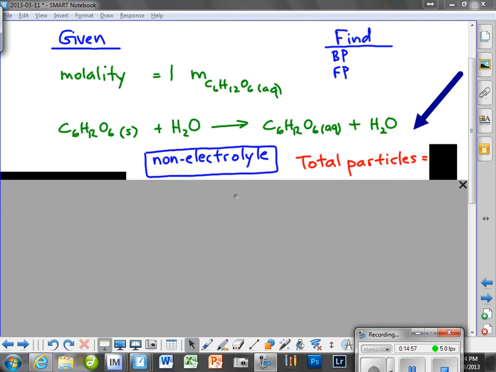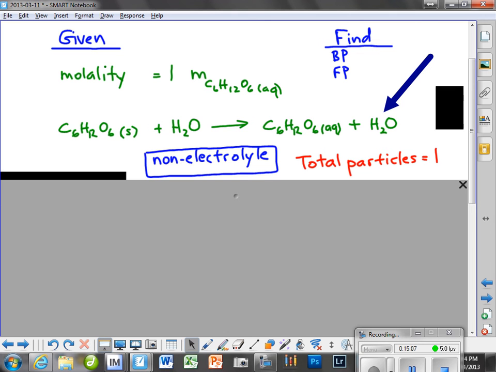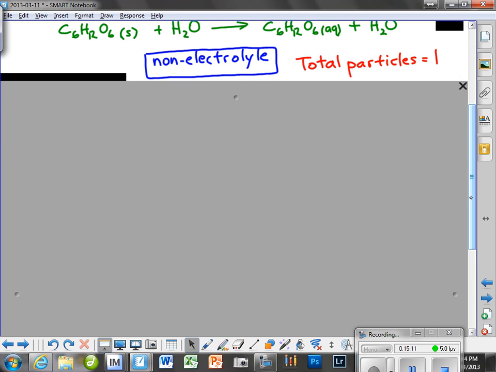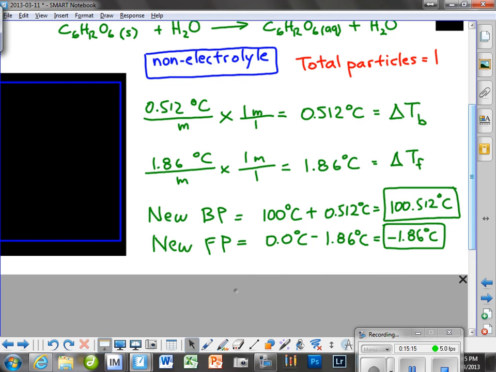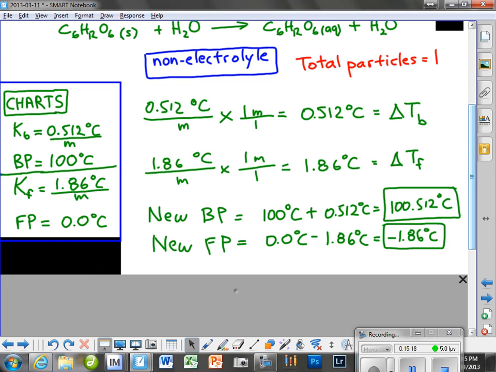So how many particles of sugar will I have for each particle that dissolves in the water? 1. Very good. That's 1. Now, that's what you're going to do in this little example. First of all, we have to get the numbers out of the charts. I've already taken those out so we can use those for reference. And now let's go.